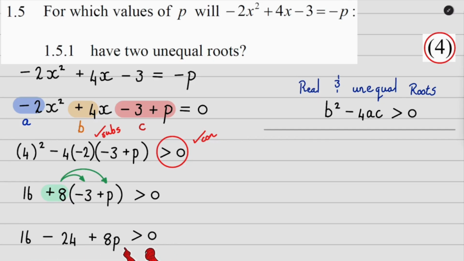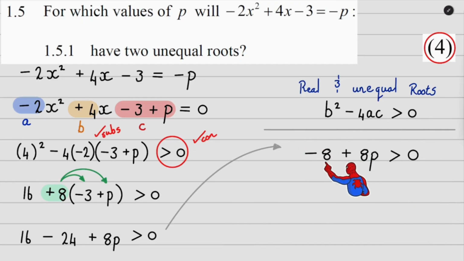Right, let's start simplifying this. 16 minus 24, triple check with your calculator, is going to be negative 8. Then we're going to move this negative 8 over to that side. Just remember, you change the sign when you do that. So if you're going over the inequality symbol, it's going to change sign to positive 8.